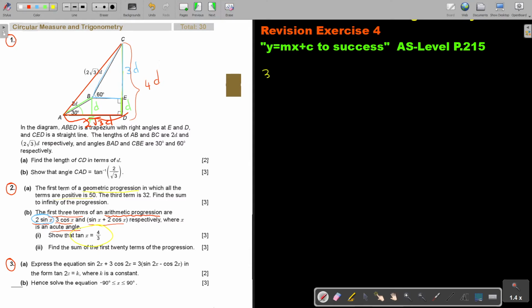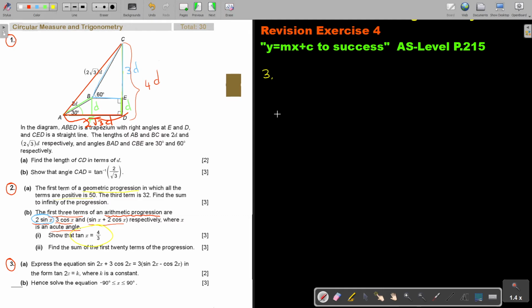Number 3. Express the equation in this form, where k is a constant. Hence solve the equation. So the first thing I'm going to do is just rewrite it first.